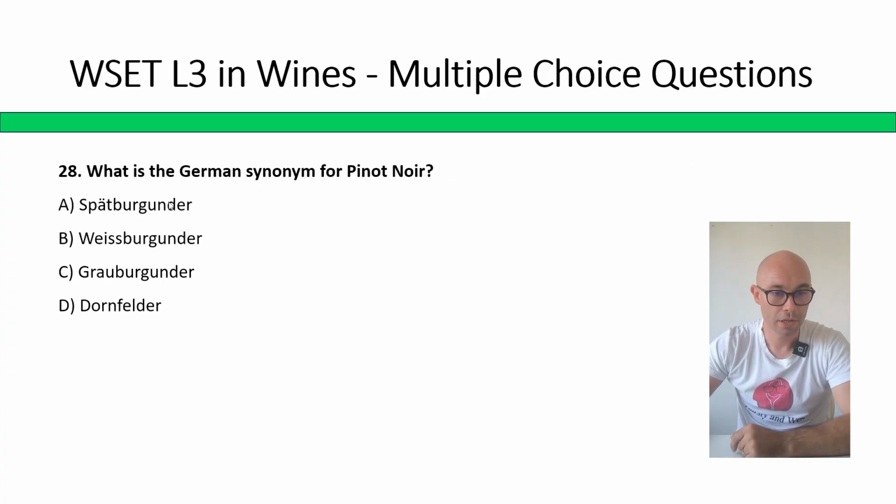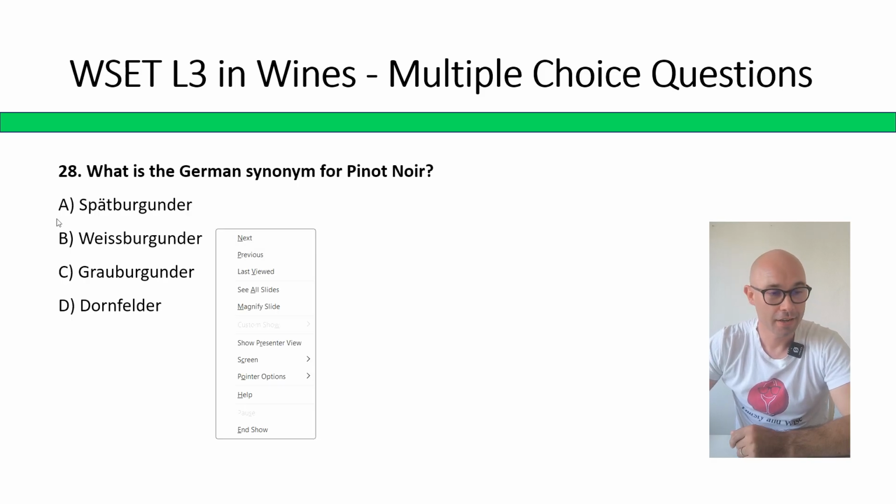What is the German synonym for Pinot Noir? Spätburgunder, Weißburgunder, Grauburgunder, Dornfelder. I love German vocabulary. The correct answer is A, Spätburgunder.